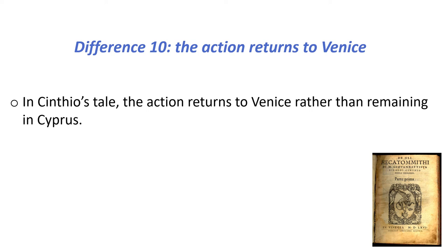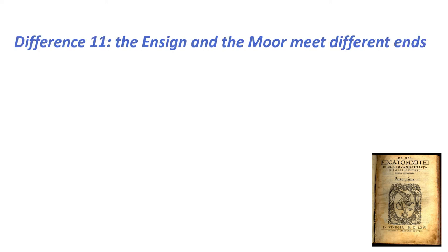So again, I recommend that you watch the video that I've made on the settings of Venice and Cyprus to really understand why it's so important that Shakespeare keeps his characters on Cyprus at the end of the play. Difference 11, the ensign and the Moor meet different ends in Cinthio's version and in Shakespeare's version.